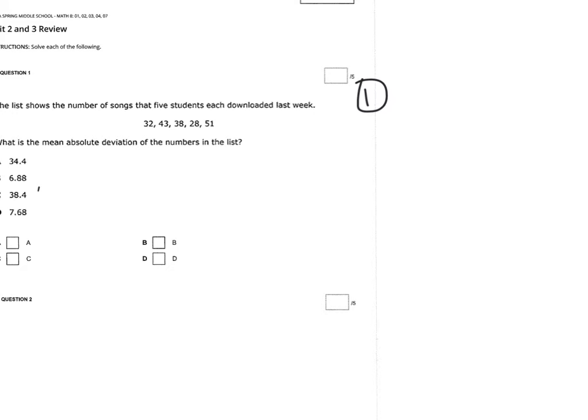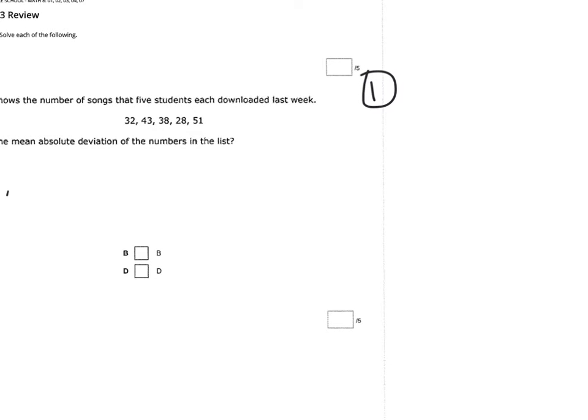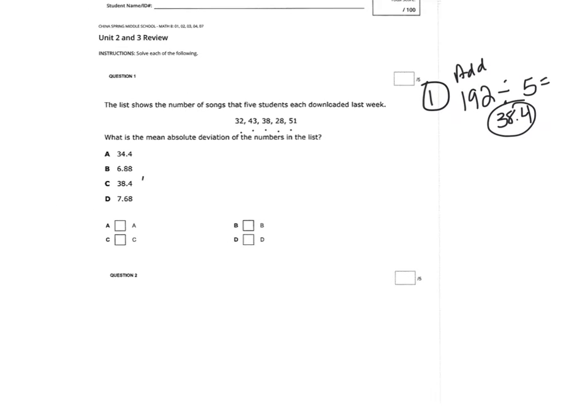So we're going to add all of these numbers up and divide by how many there are. So 32 plus 43 plus 38 plus 28 plus 51. When I add them all up, I get 192, and then I need to divide by how many numbers I have in the list, which is 1, 2, 3, 4, 5, divided by 5. So 192 divided by 5 gives me 38.4.